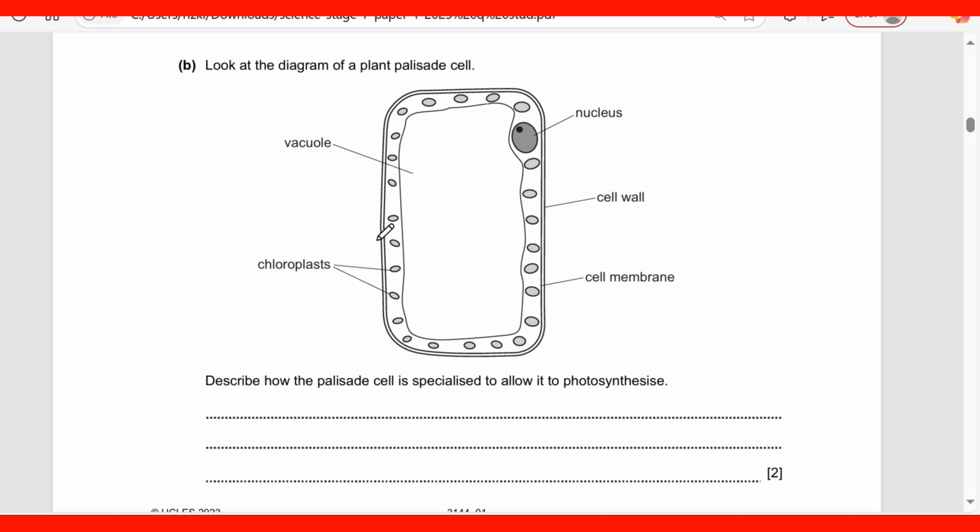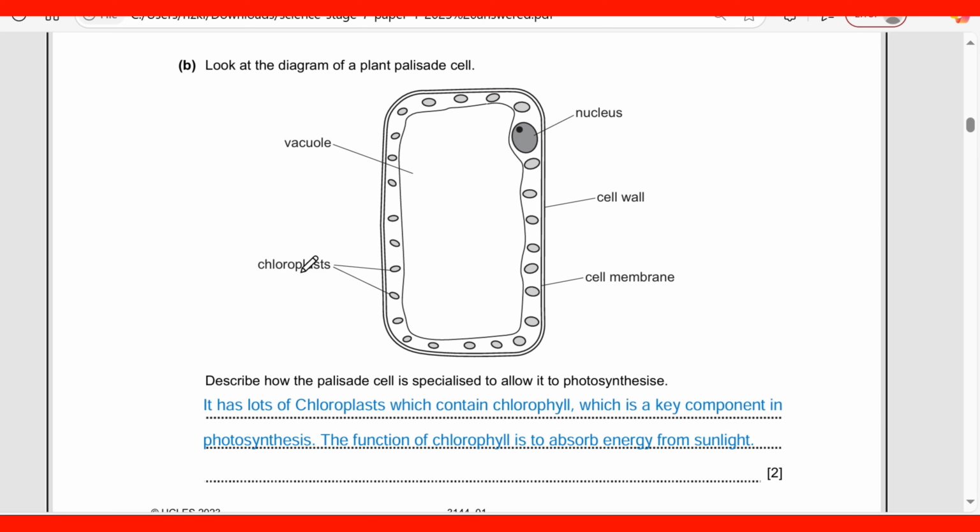If you need some more time, you may pause this video. Let's check out the answer. The palisade cell is specialized to allow photosynthesis. It has lots of chloroplasts, which contain chlorophyll, a key component in photosynthesis. The function of chlorophyll is to absorb energy from sunlight.